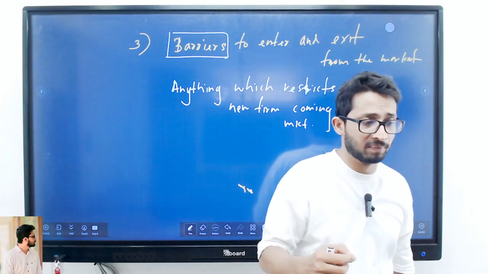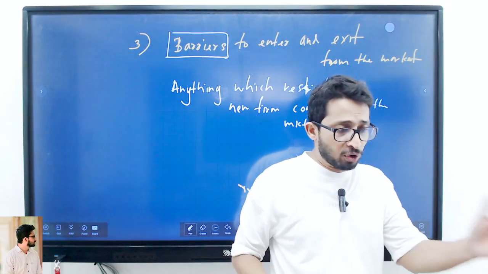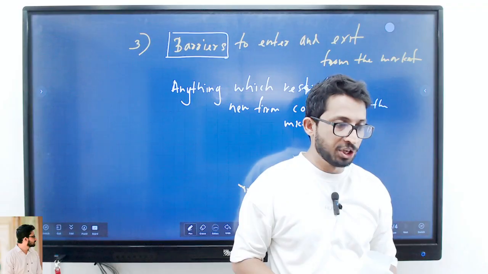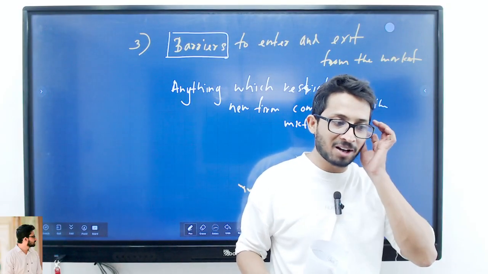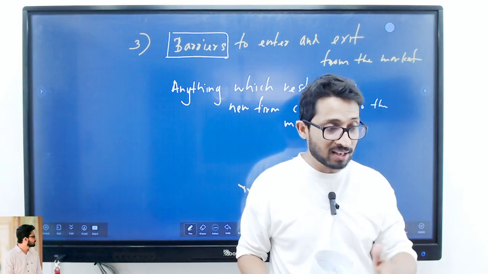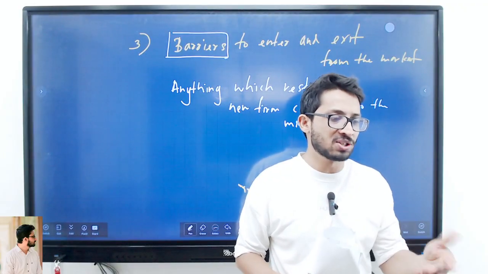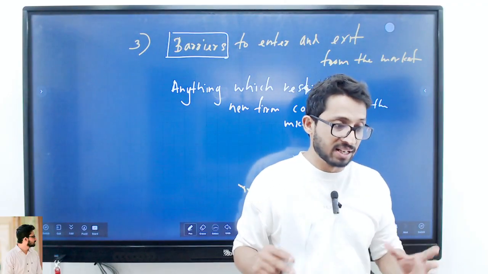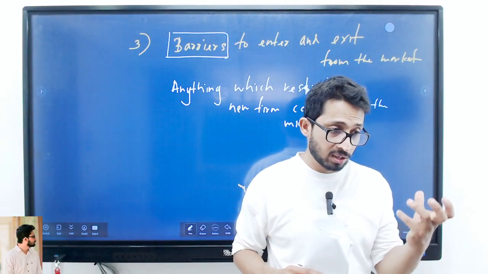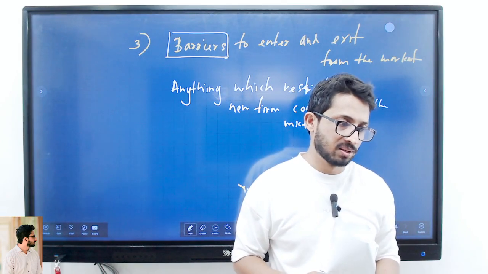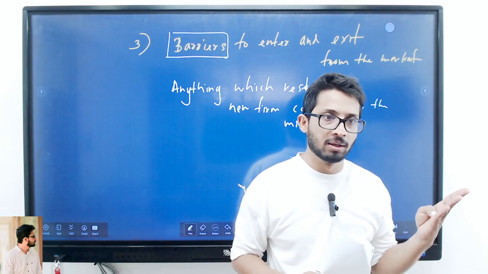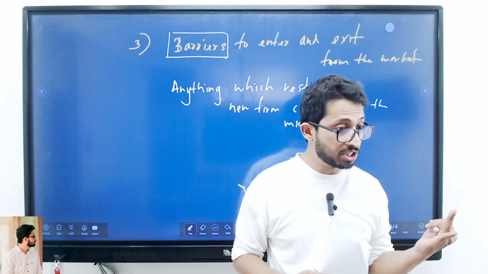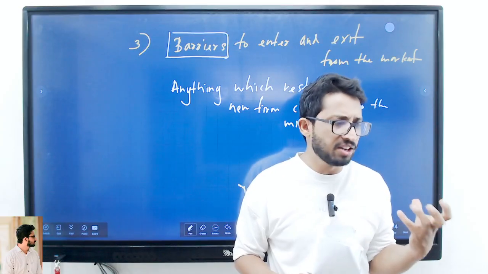Barrier means anything which restricts a new firm from coming into the market. Due to these barriers, new firms are not coming into the market. Even if they come in, within a few days or months, they have to shut down their operations and leave the industry. That much of heavy barriers. Soft drinks, electricity generation, and TV channels are very, very difficult.